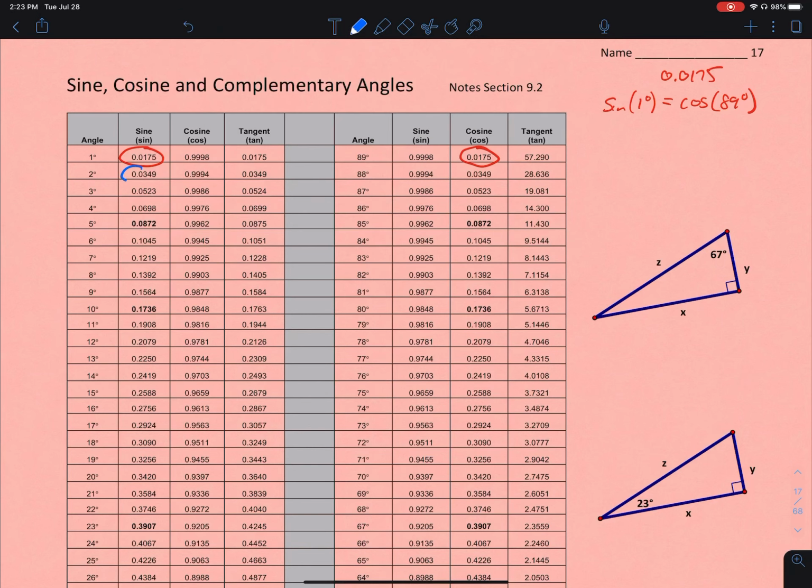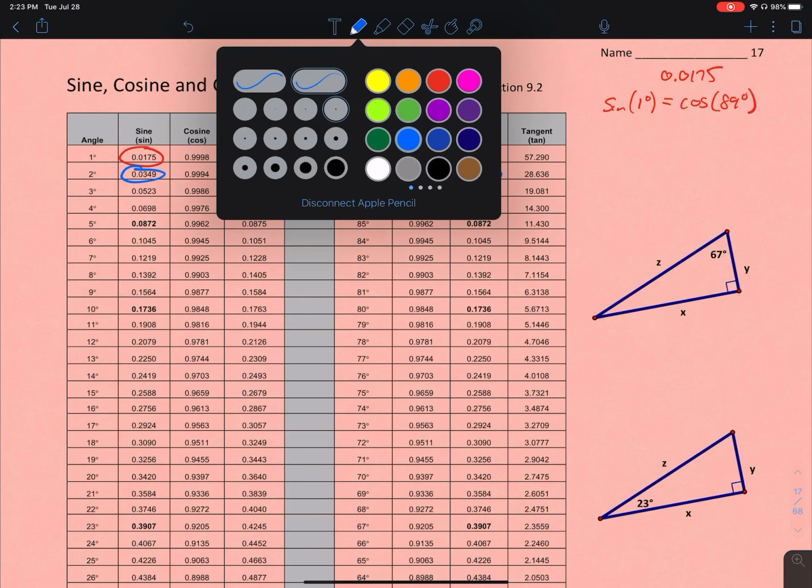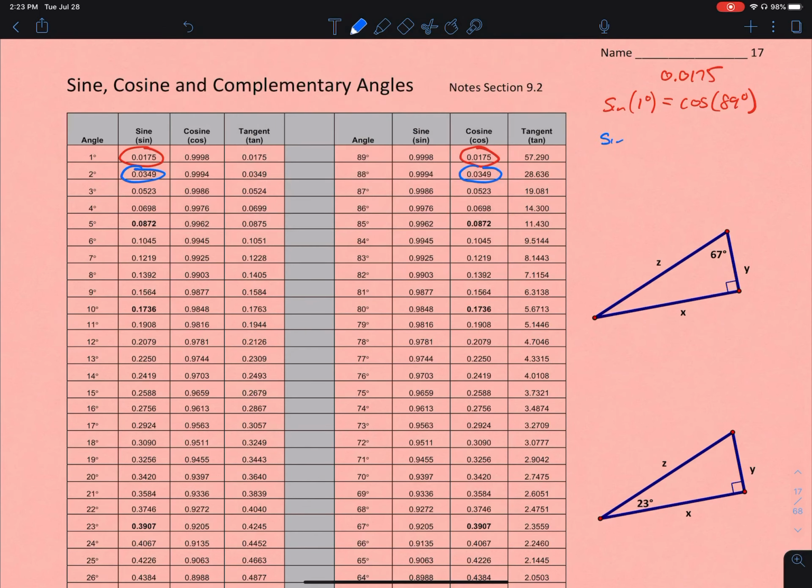Was that true any other place? If you look at sine of 2 degrees, that's the same thing as cosine of 88 degrees. Interesting. That's true throughout this entire table. Sine of 3 degrees is the same as cosine of 87. Sine of 12 degrees is the same as cosine of 78. Sine of 23 degrees is the same as cosine of 67.